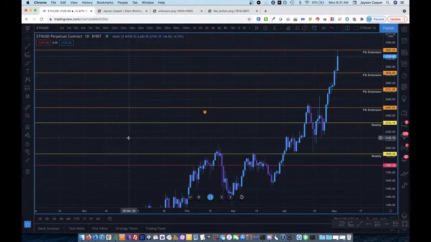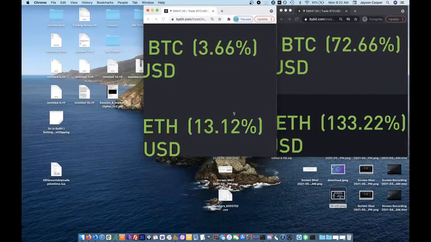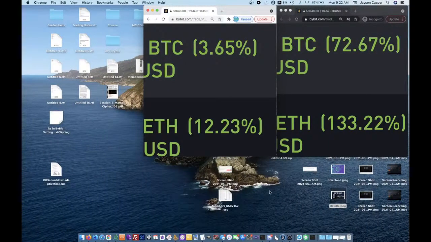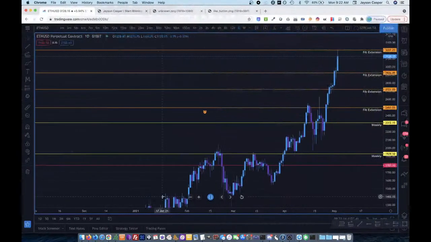Before we get into this, I am currently long and short on Bitcoin and Ethereum. Shorts on the left, longs on the right. I am currently up 12% on my Ethereum short. And why did I short?